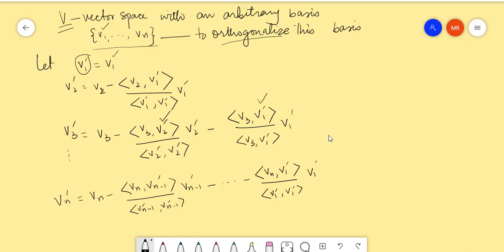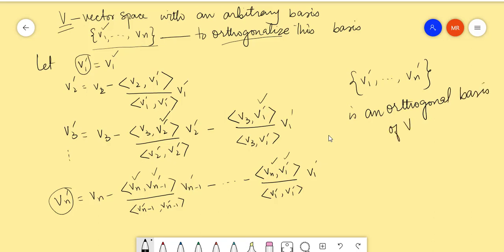And lastly, Vn dash is equal to Vn minus the projection of Vn on V_{n-1} dash, and so on, minus the projection of Vn on V1 dash. And we know that this vector is now perpendicular to V_{n-1} dash, V_{n-2} dash up to V1 dash, and hence the new set of vectors which forms a basis of this vector space V is an orthogonal basis of V.